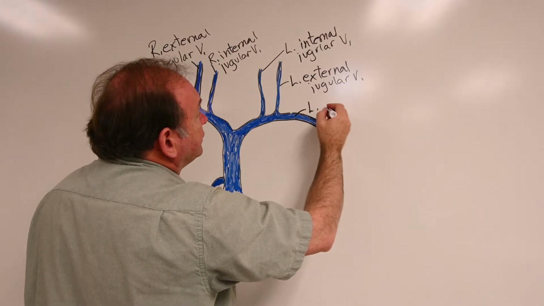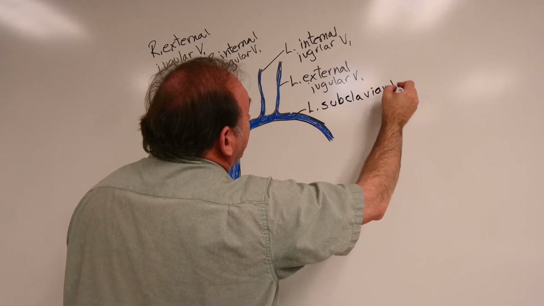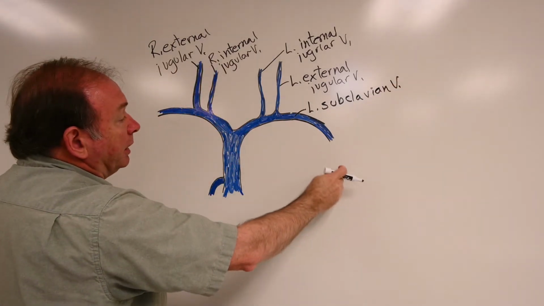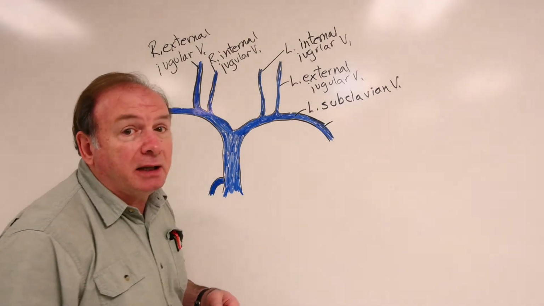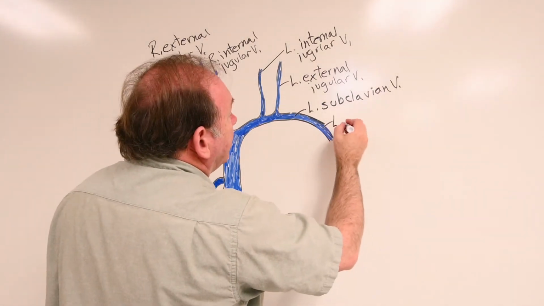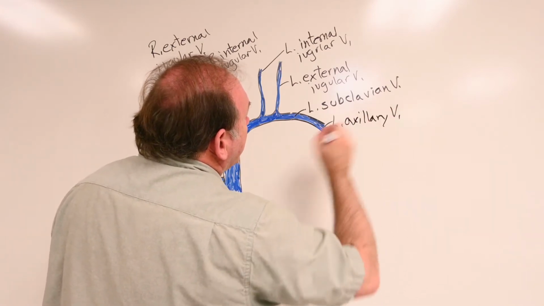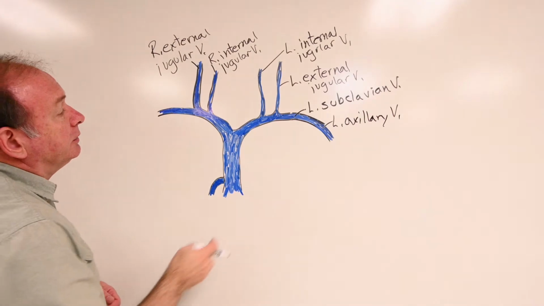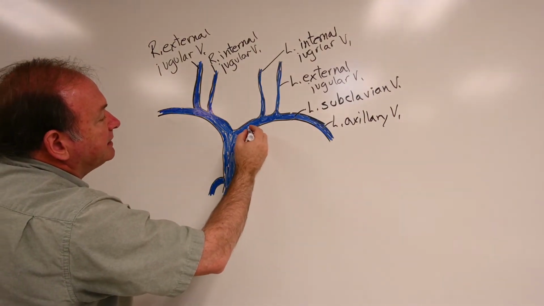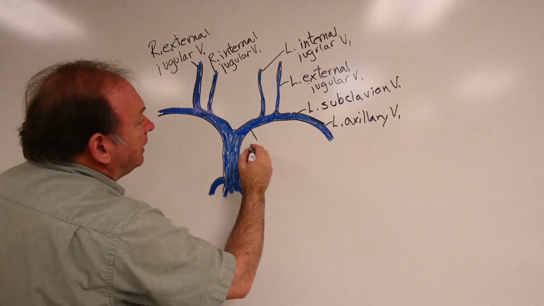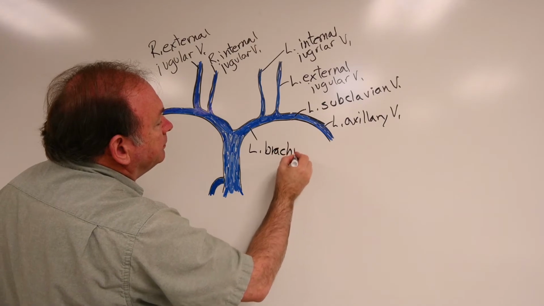This was the left subclavian vein, and it's receiving blood from the arm out here. As it goes through that armpit region, what we call the axillary region, we're going to call that the left axillary vein. So those come together here, the jugulars and subclavian, and this segment right here, this is the left brachiocephalic vein.